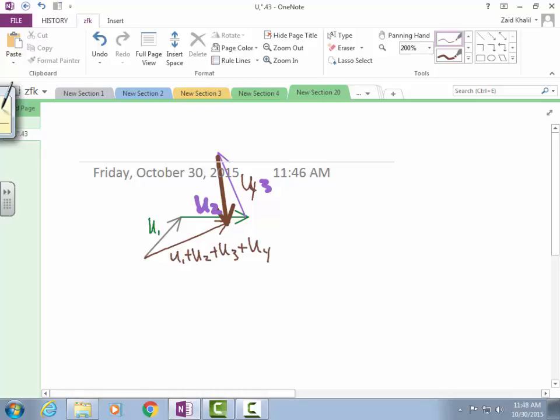And it makes total sense why that would be the case. Because what would happen? You would end up with that as u1 plus u2, right? And then you add u3. And u3 plus u1 plus u2 would be what vector? It would be that vector. And then you take that vector and you add it to u4, and what do you end up with? You end up with that vector.